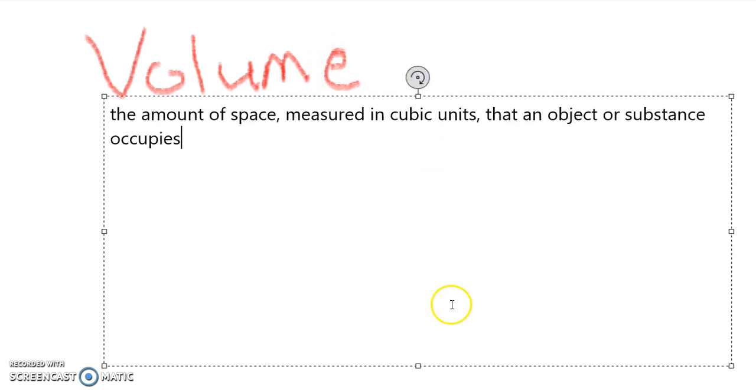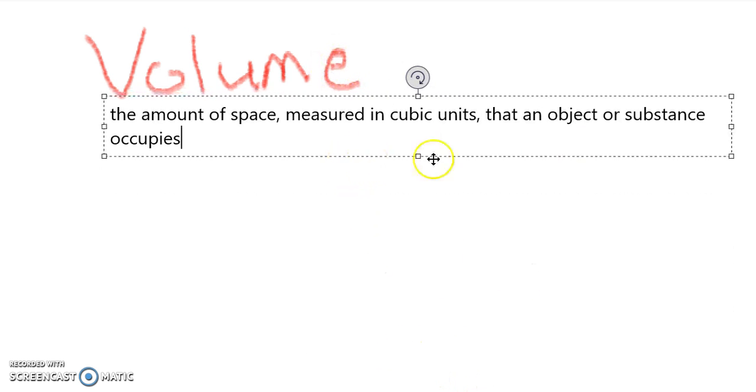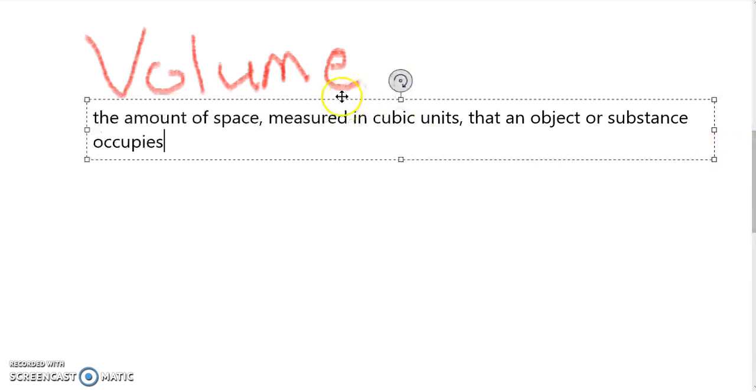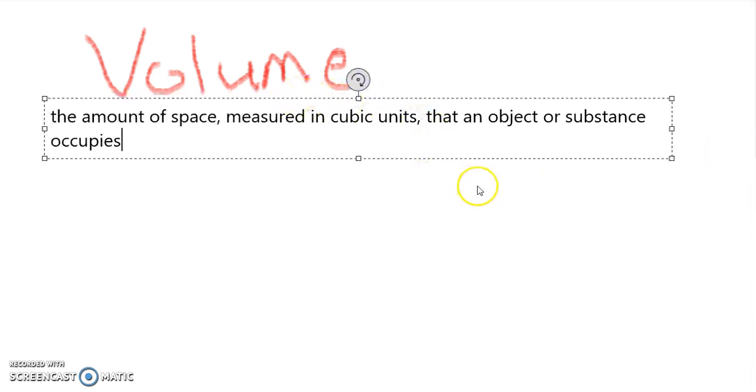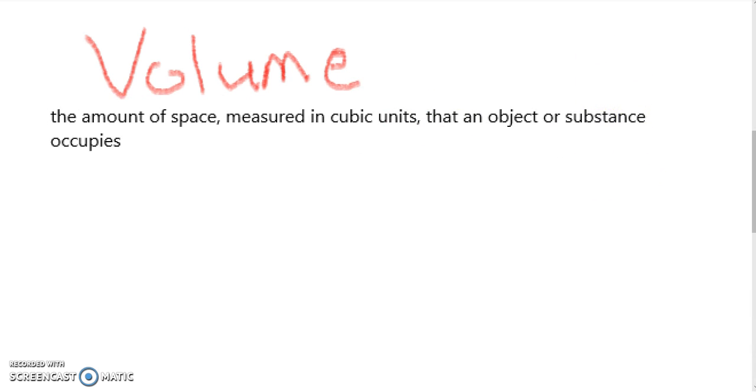Today we are going to talk about a cool thing. It is called volume. Now, what sets volume apart from anything else? Let's see what volume is. Volume is the amount of space measured in cubic units that an object or substance occupies. Okay, what the heck does that mean? Let's check it out. I'll go to my pencil here.